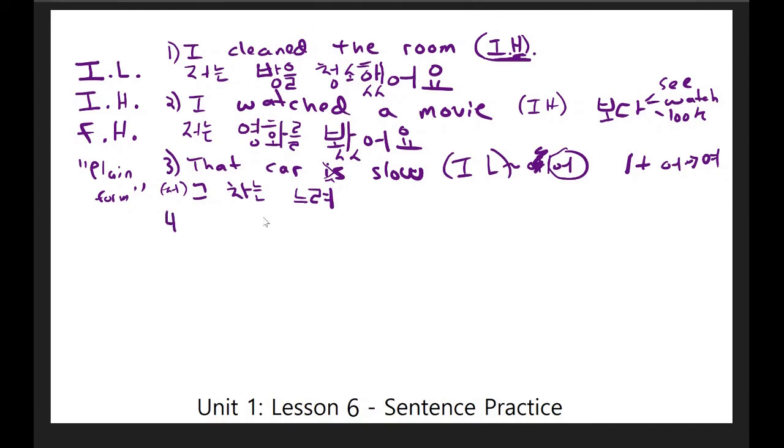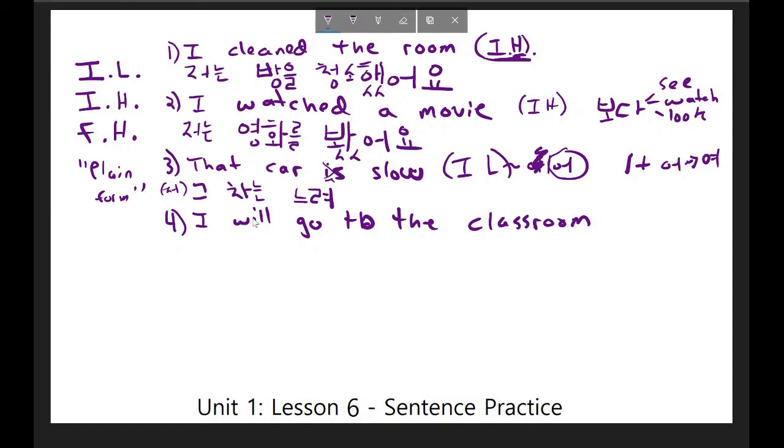The fourth sentence I would like you to try is I will go to the classroom. And let's translate that using the formal high respect form. I'll give you 10 seconds and you can start now.